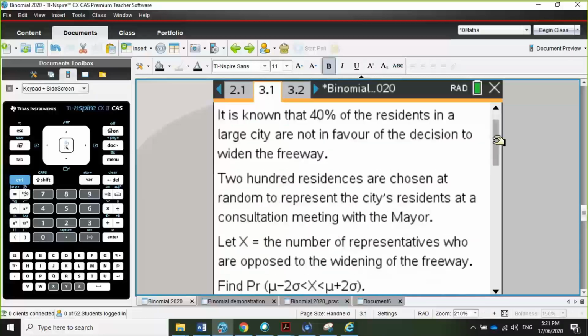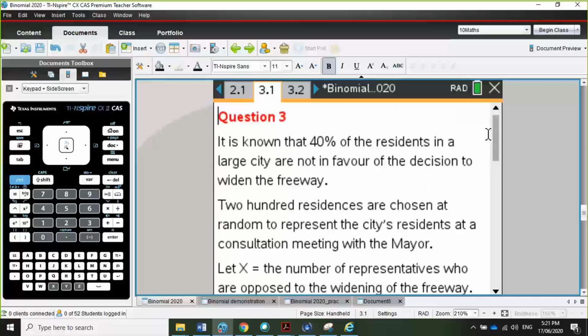Okay, so let's have a look at another question, question 3. By the way, if you've got any questions, please feel free to ask them in the chat. There's people there who can answer them for you.